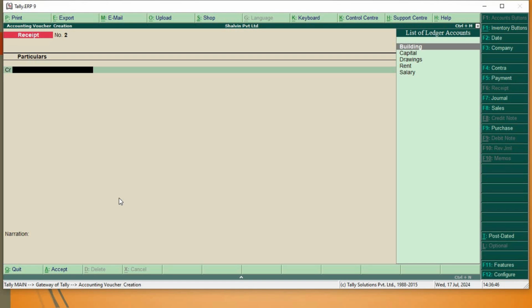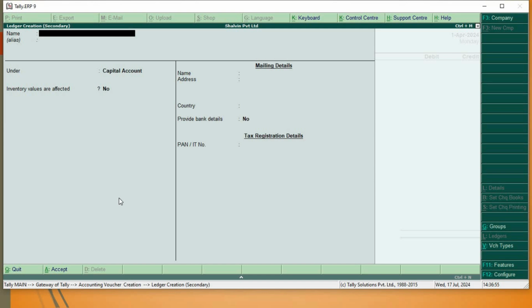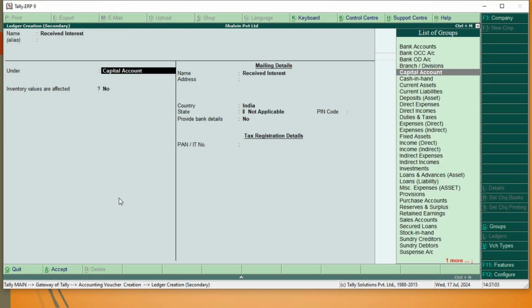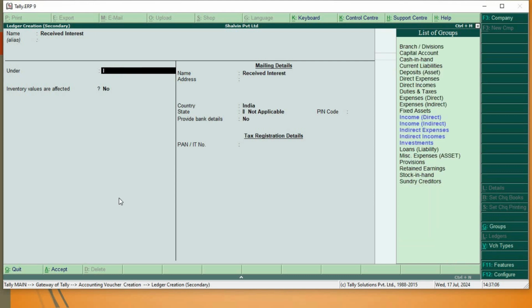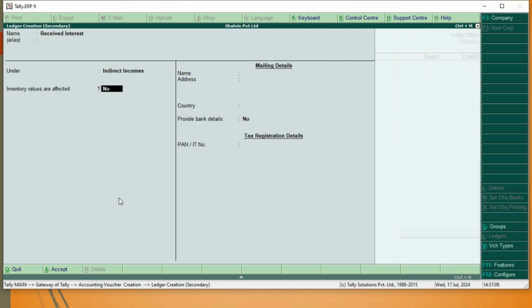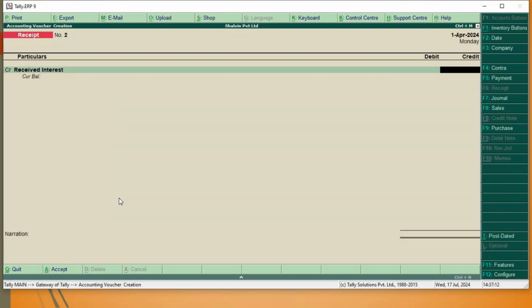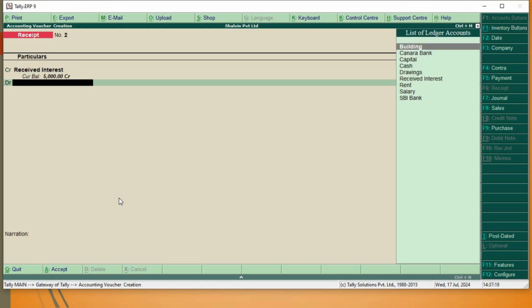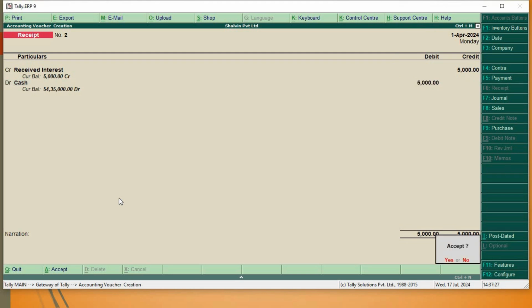To go to receipt voucher, you're just pressing F6. So one account is received interest. We have not created the ledger. From here, I'm using Alt C. One is received interest. We are receiving the interest, so it is an income. So it comes under indirect incomes. What is the amount here? It is 5,000. And the other side here, always on the debit side, it will be cash or bank. So cash account, and just accept this.